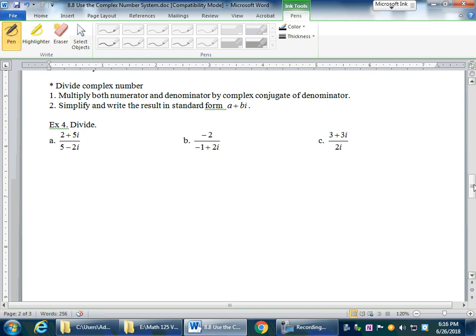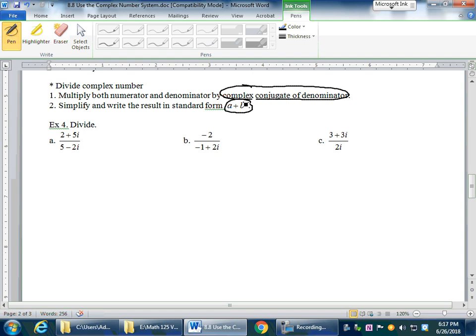So similar idea from the radicals, dividing by another complex number is much more difficult than dividing by an integer. So we're going to rewrite the denominator to become an integer. So the step that we take is multiply the numerator and denominator by the complex conjugate of the denominator. And then we're going to write our result in standard form after we simplify it.